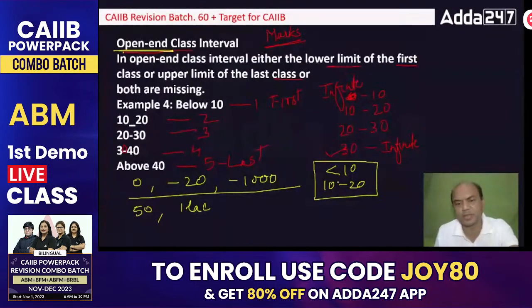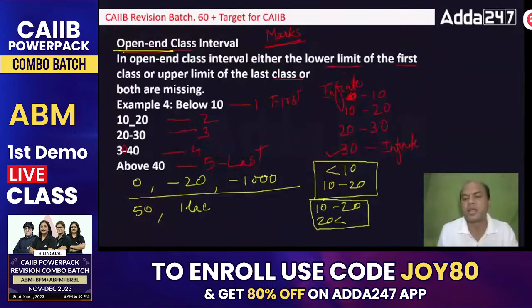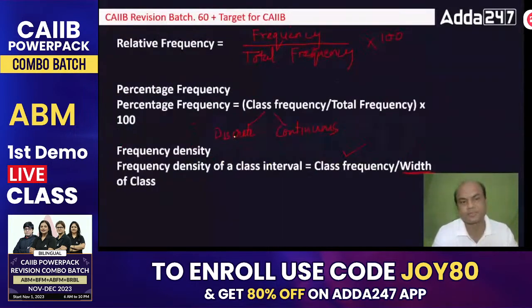Similarly, the second example: suppose I write this class like 10 to 20, then 20 and above. So this is also open-ended. Here, it's not compulsory that both of them should be open. Either the first, or the last, upper, or both. So it's either upper or lower or both. Okay, so that is considered as an open class.